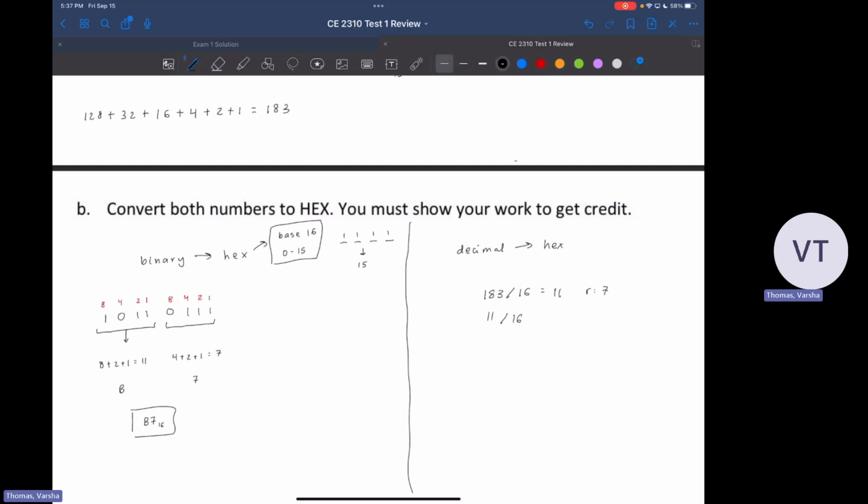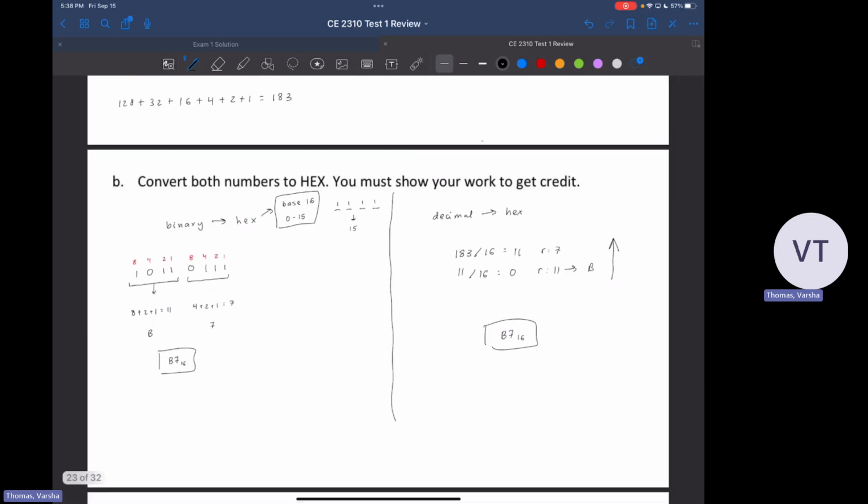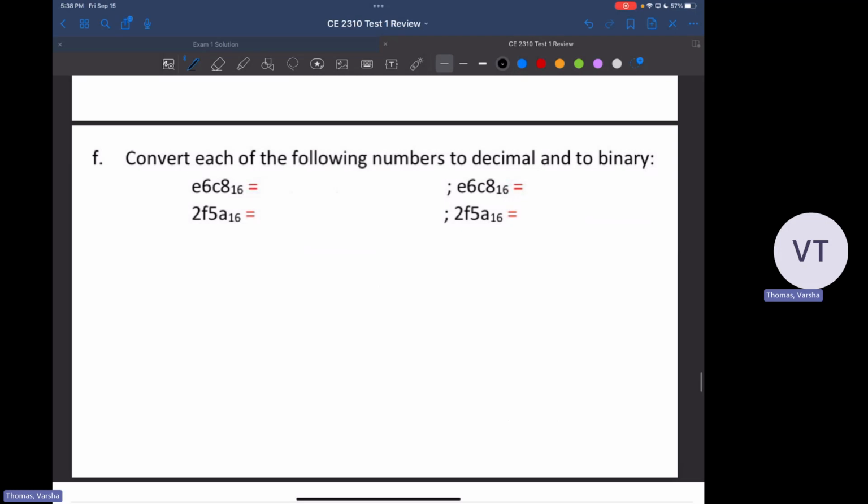So next is 11. 11 divided by 16. You can't do that. 16 doesn't go in, so you get 0. And you get a remainder of 11, which we said was the same as B. And remember, when you do the division method, you have to go backwards, so you get B7. Another way. Pick whichever one you like more. You will not be asked to do it a certain way just to find the answer. Any questions? Okay. So now we have to convert each of the numbers to decimal and binary from hex.